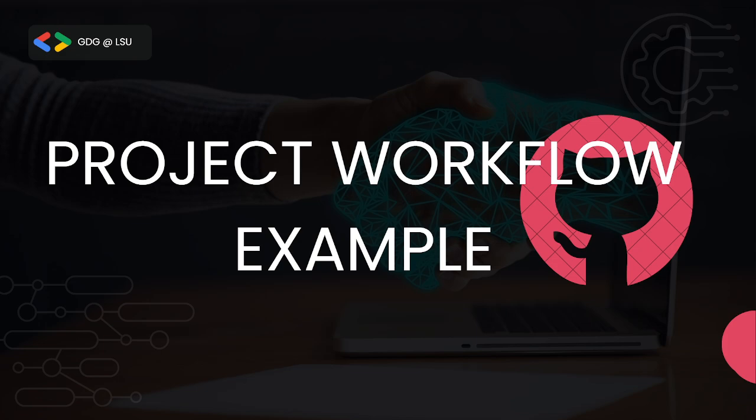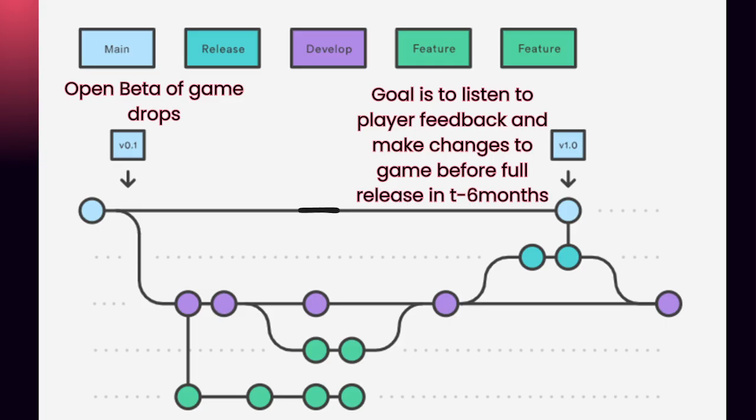Okay, so once again, you could picture this as a hackathon or your school project or whatever, but I'm just going to go over an example workflow, right? So here we have an open beta for a game. Usually during an open beta, you release it to the public and people play it and start reporting bugs that occur, right?